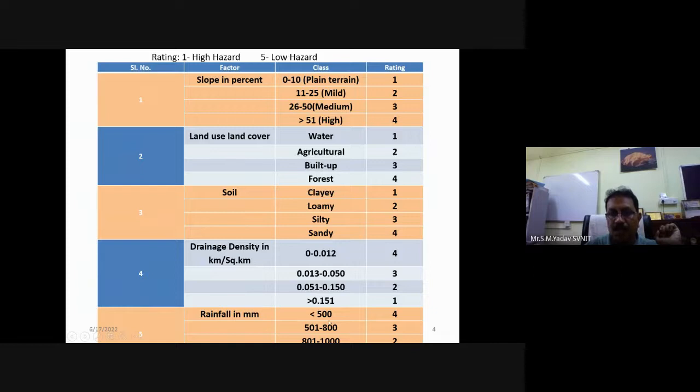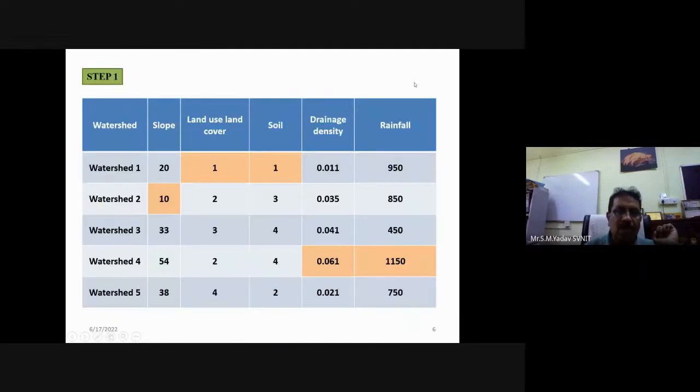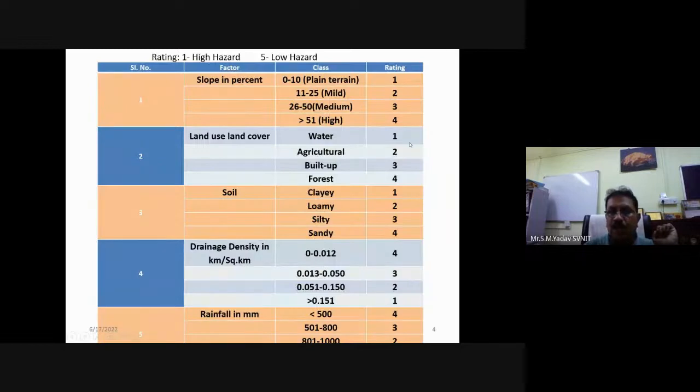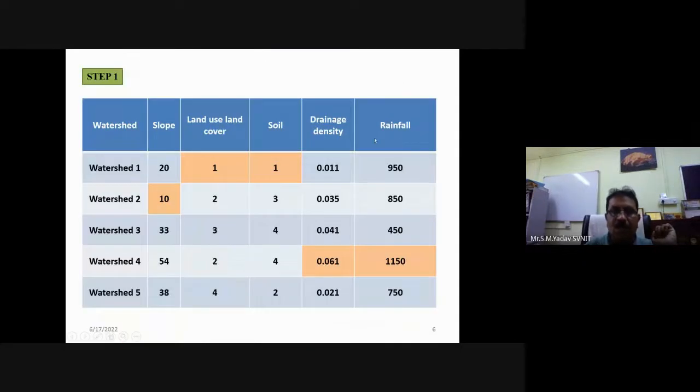A drainage density value of higher magnitude is high hazard, yes. And rainfall of higher value is high hazard, yes. But here a low value of slope is higher hazardous. So I have marked here low value of slope, higher hazardous. Then second, that is water. Water is high hazardous, so I gave water as 1.